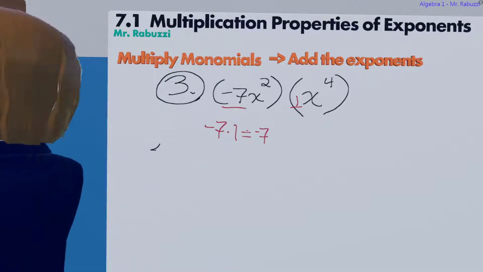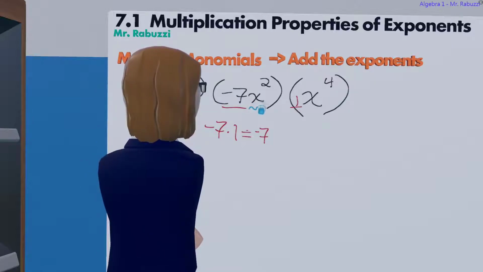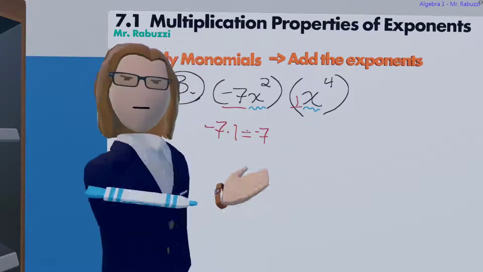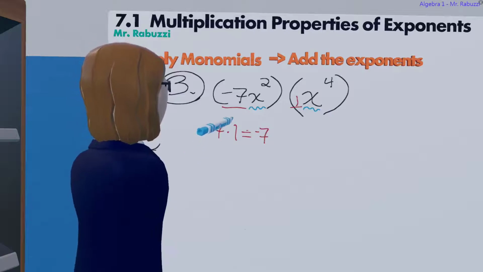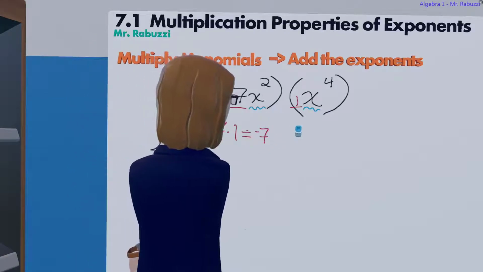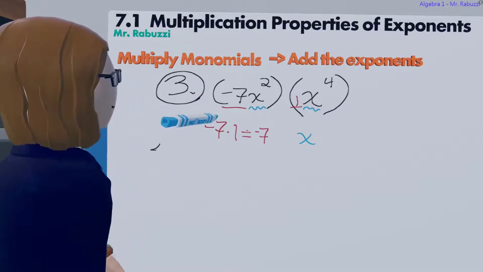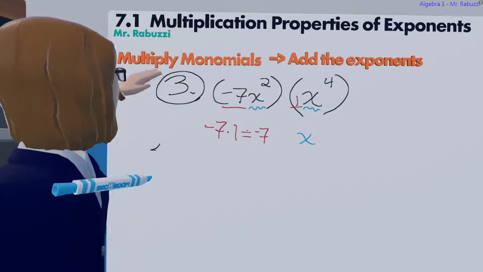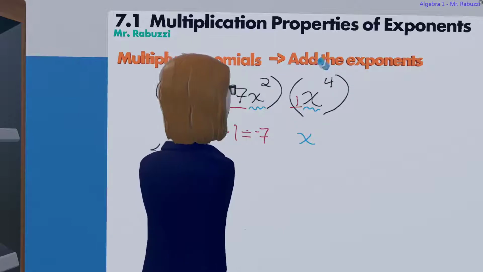Finished with the coefficients. So let's look at our bases. This base is x. This base is x. Good. Same letter. They can go together. So we're going to get x. But what is our exponent? Is it 2 times 4? We're multiplying. No. When we multiply the monomials, we add the exponents. 2 plus 4.